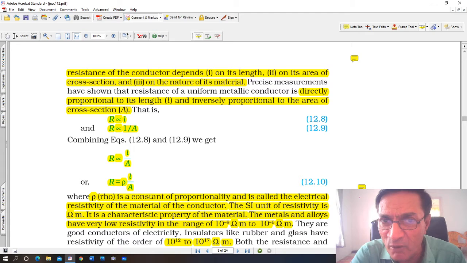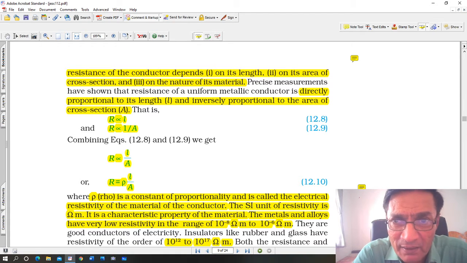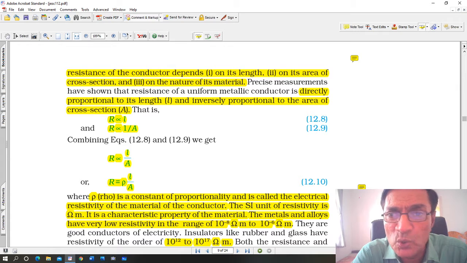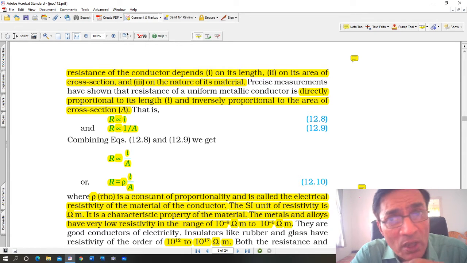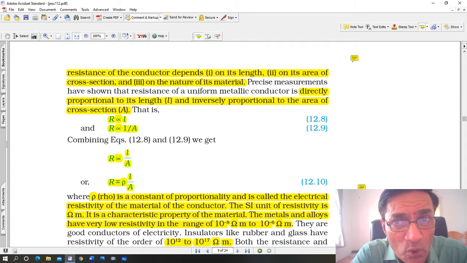Now you can see it in formula form. R stands for resistance. R is directly proportional to L, the length of the wire. That means the longer the wire, the more the resistance, and the less the current. If resistance is more, current will be less. If resistance is low, current will be more.